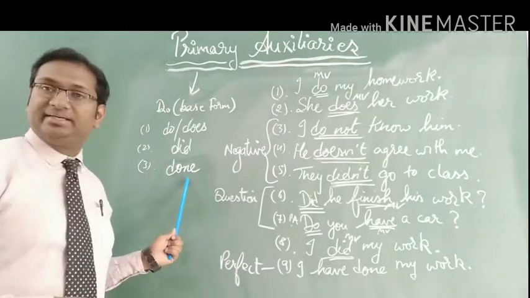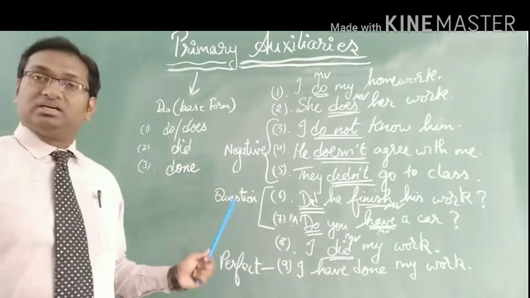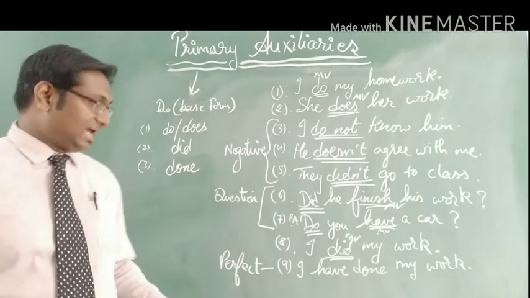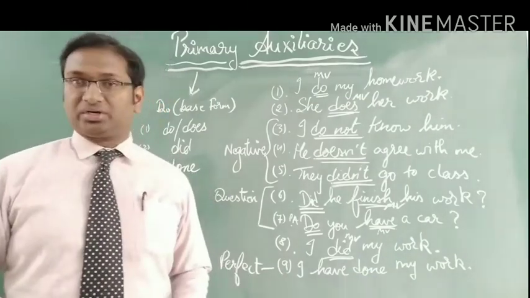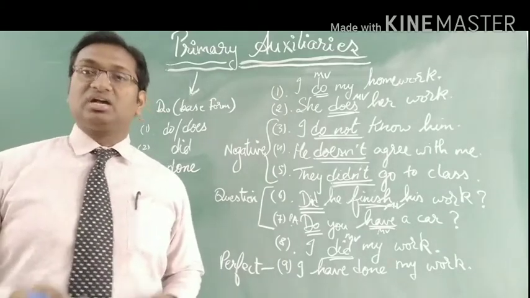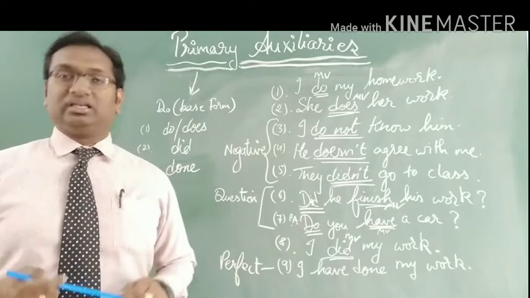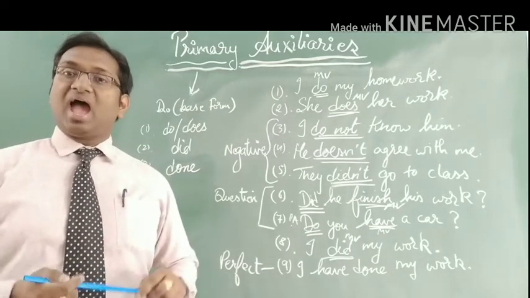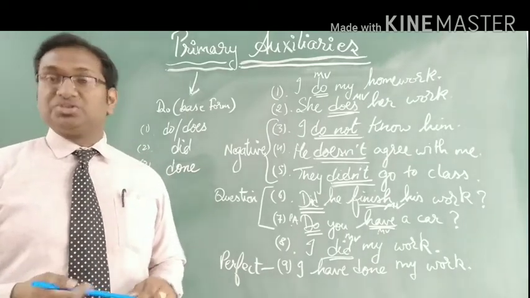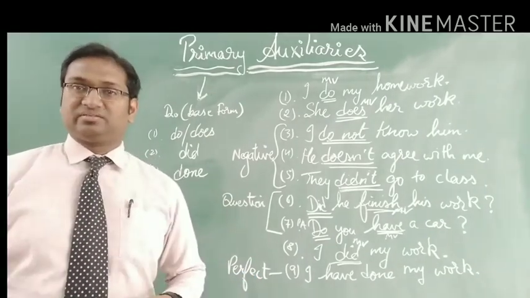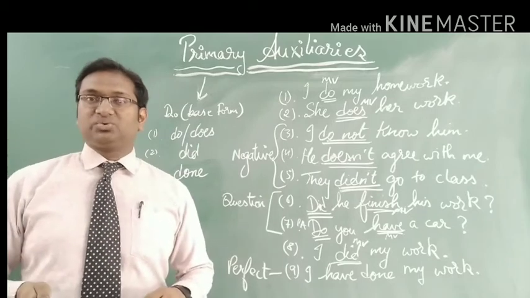Now last is done, and the word done we use for perfect tenses. Like, I have done my work, you have done your work, they have done their work, she had done her work, we had done our work. So, done is used for perfect. I hope this much is clear to everyone.